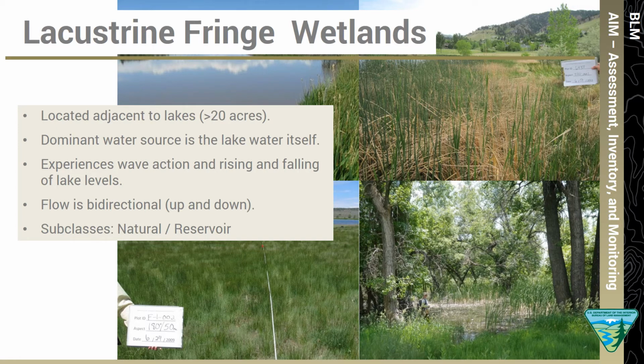When classifying wetlands adjacent to lakes, make sure to consider other potential water sources. Especially at higher elevation, groundwater can discharge from slopes surrounding lakes, and may be a more dominant water source than the lake itself. To be classified as lacustrine fringe, remember that the hydrology must be directly tied to the lake. There are two subclasses to the lacustrine fringe class, natural and reservoir. Large lakes and lacustrine fringe wetlands are not common on BLM public lands.